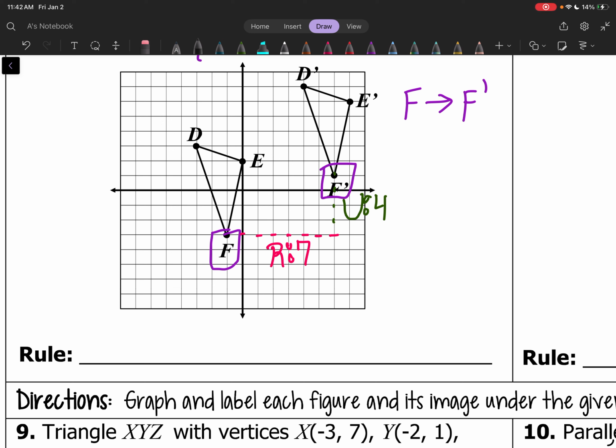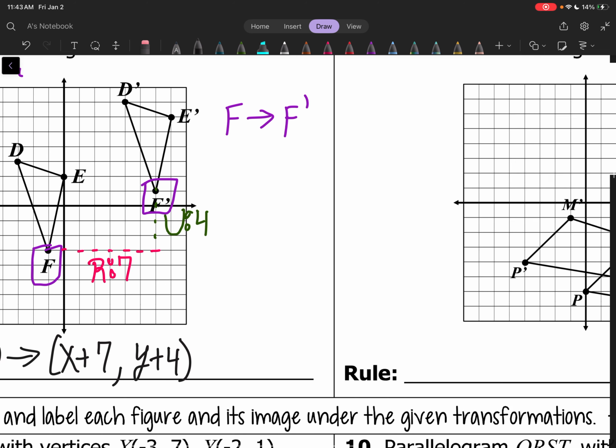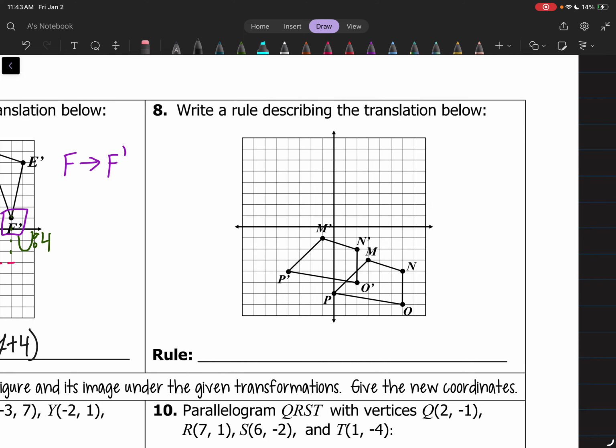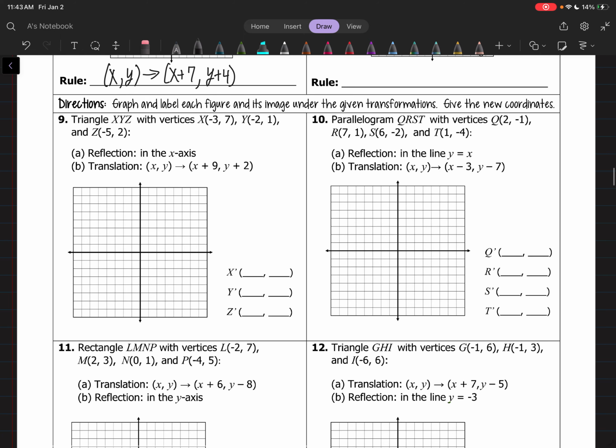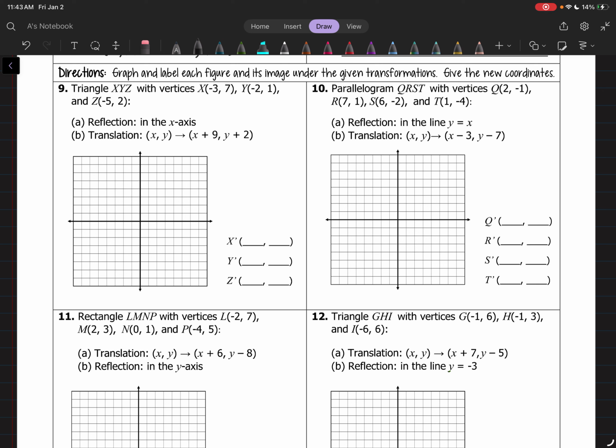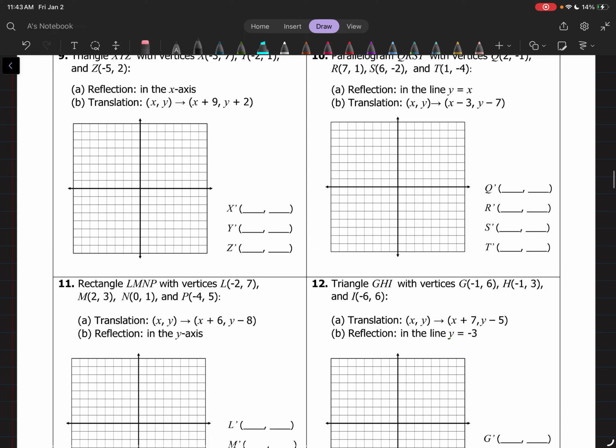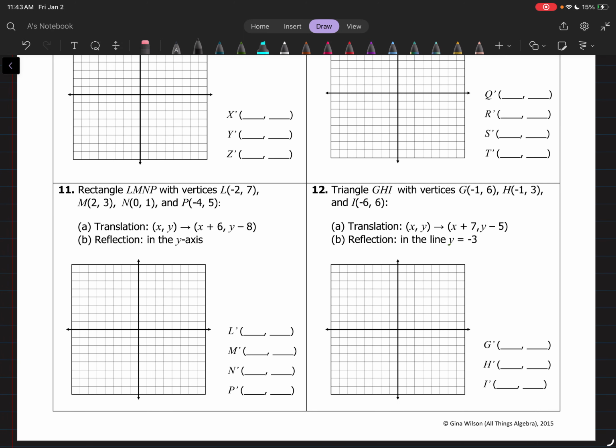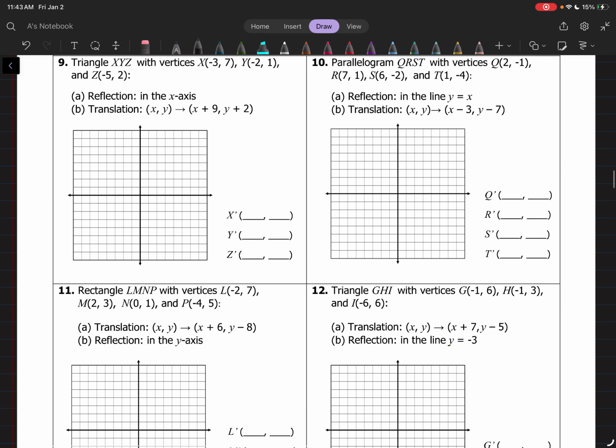The hard part for this problem is finished. Now we have to write the statement. It always begins x comma y, my coordinate. What is happening to x, y? Well, I'm taking the x, I'm going to the right 7, so that is plus 7. For my y value, what's happening to it? I'm going up 4, plus 4. Finished. Try number 8. Now this one has reflections and it has translations. I'm going to do number 12 because it is the hardest, and I'll let you try 9 through 10.